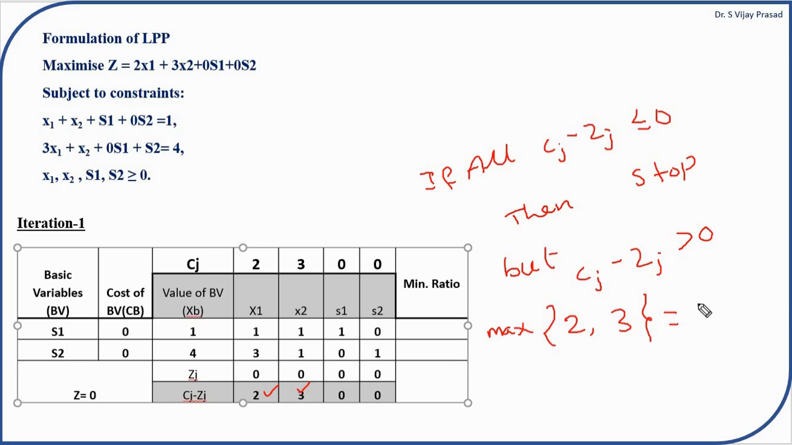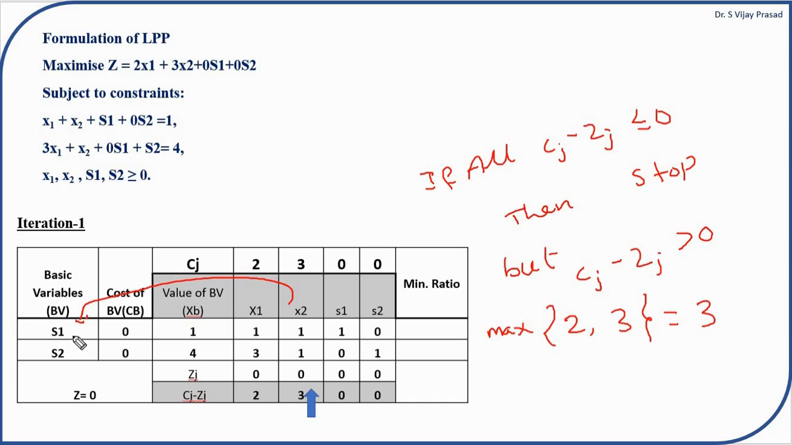What is the maximum here? Maximum is 3. Now I am going to select the maximum value here. Let me select this value, this is the 3. Now what is the meaning of this? The meaning of this is the vector x2 is going to enter the basis now. This x2 variable is going to enter the basis.